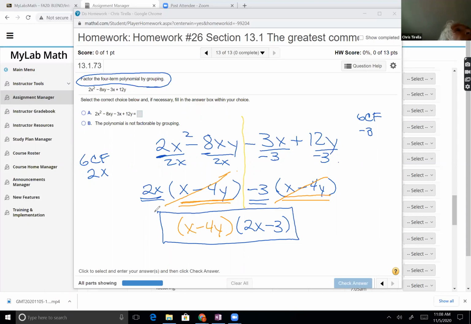So when we factor by grouping, we take a 4-term polynomial, and instead of looking at all 4 things at once, we look at the first 2, and then we look at the last 2, and then we keep our fingers and toes crossed, and if we did something right, each will have a common binomial factor. Should we try another one of these? Yep.